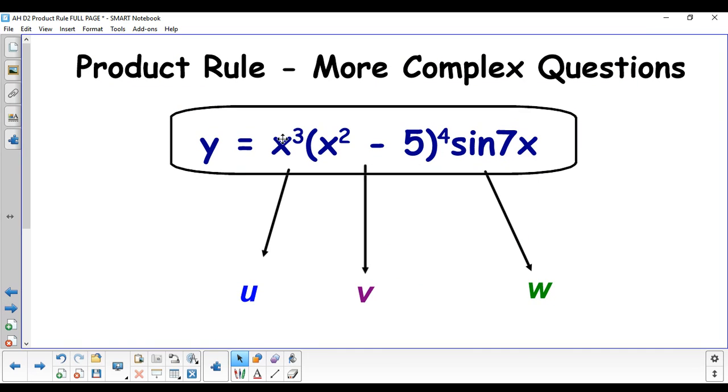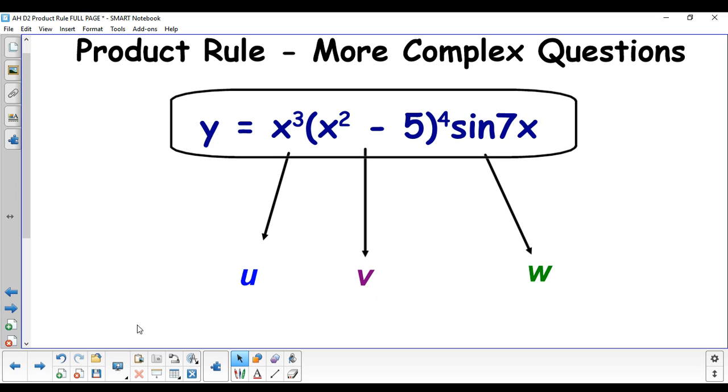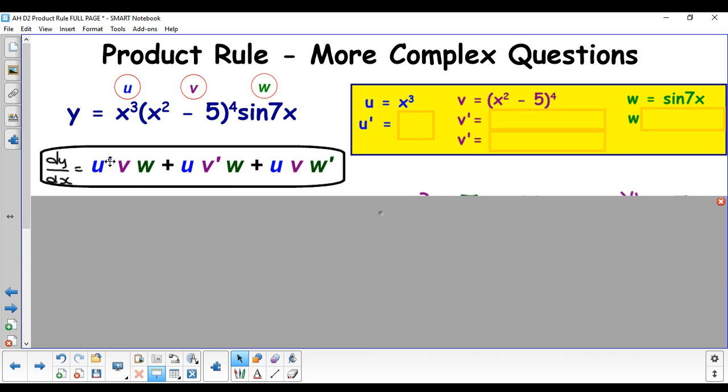It can actually have three parts to it. So you can have a U, a V, and a W. So if you remembered it was U dash V, so it's U dash V W, and then the V dashed with the U and the W, and the W dash with the U and the V. So it's just whatever you have, you will have the first one differentiated with the others combined. So you'll have U dash V W, U V dash W, U V W dash.